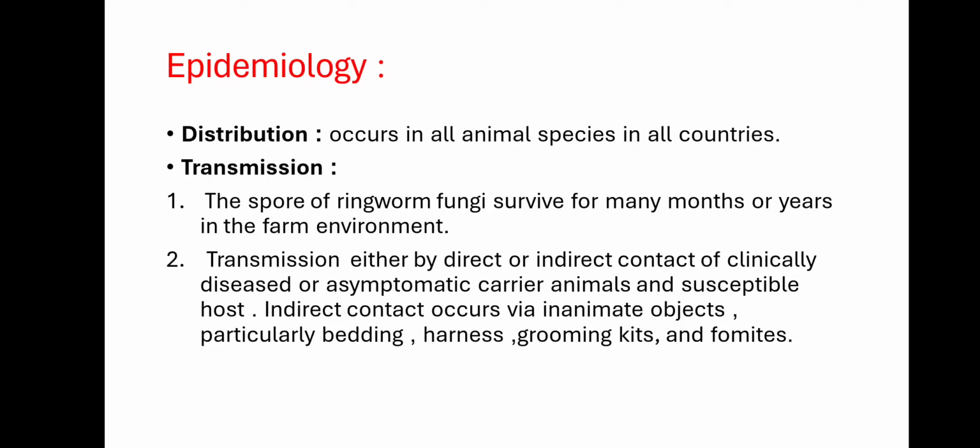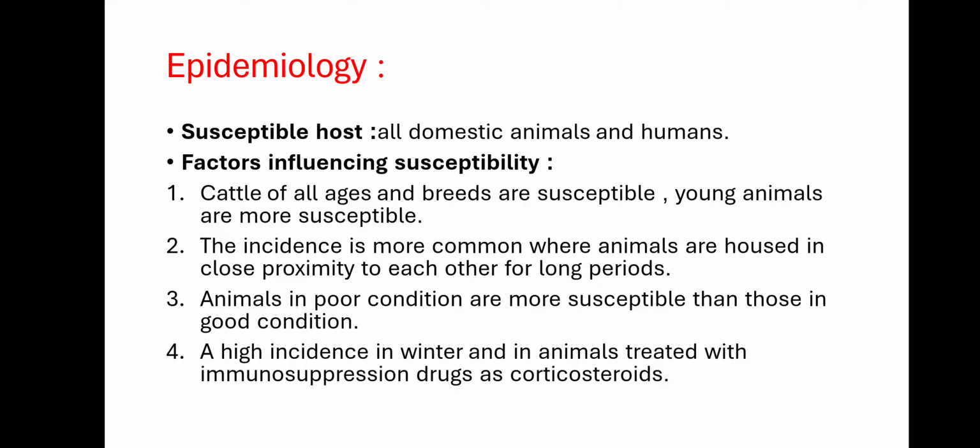Transmission: the spores of ringworm fungi survive for many months or years in the farm environment. Transmission is either by direct or indirect contact with clinically diseased animals or asymptomatic carriers. Indirect contact occurs via inanimate objects, particularly bedding, harness, grooming kits, and vomites. Susceptible hosts: all domestic animals and humans.